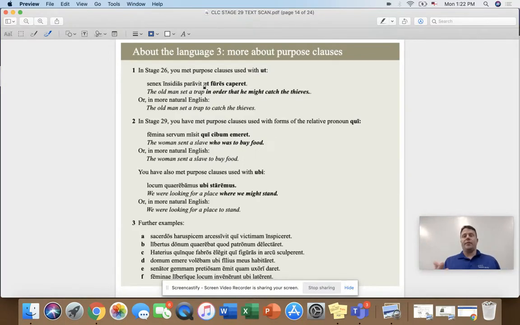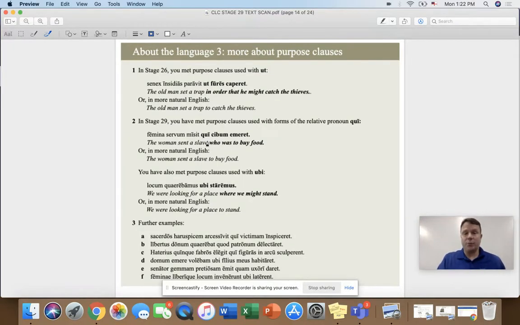Now, there are other purpose clauses that don't use ut, they use a QU word, okay? But the meaning is exactly the same. So honestly, here, femina misit servum, right? So the woman sent her slave who was to buy or who might buy or who would buy some food. But again, she sent the slave to buy some food.